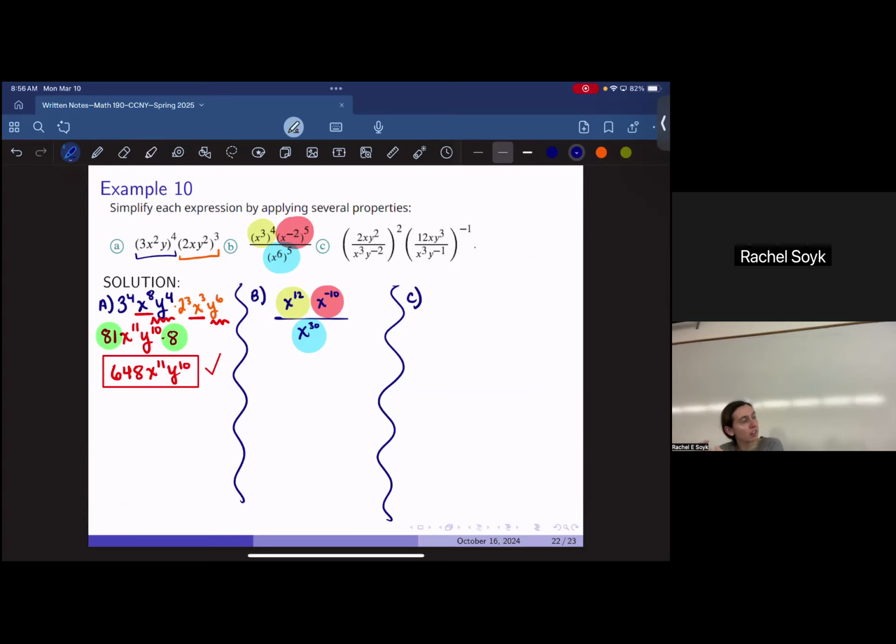Let's simplify the numerator first. We have all the same variables. What's 12 plus negative 10? Right, it's the same as 12 minus 10, which is 2. All over x to the 30th. And now we subtract the exponents. What's 2 minus 30? Let's put it in terms of a positive exponent. So we get 1 over x to the 28th, and we're done.